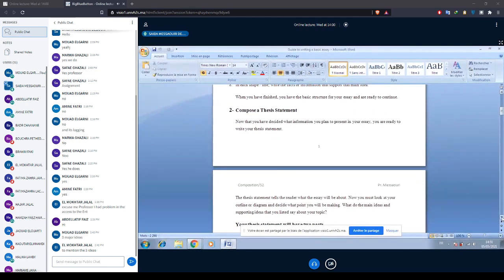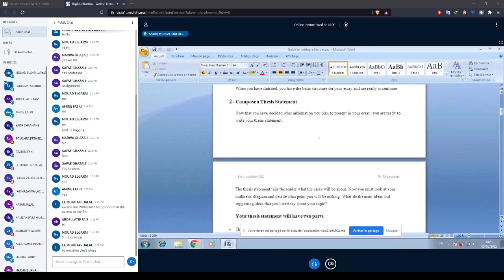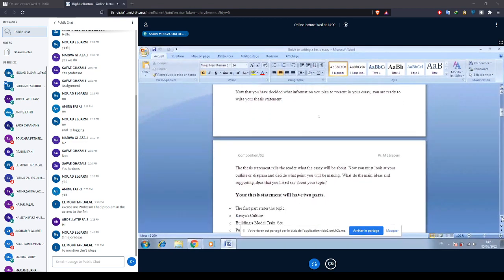Now that you have decided what information you plan to present in your essay, you are ready to write your thesis statement. You see, we have presented the ideas, not yet the thesis statement. If you want to write it there, you can, but it's not a big deal, as I said. But in the writing, you have to do it. So the thesis statement tells the reader what the essay will be about. That is, you take the subject that you're going to be given in the exam, you paraphrase it, you put it into your writing. So when I read your writing, I can see the topic inside the writing.